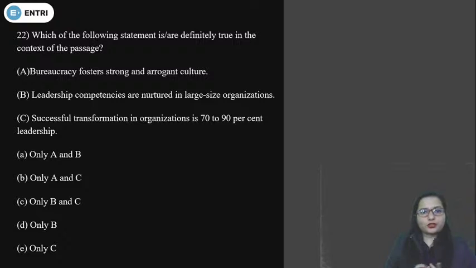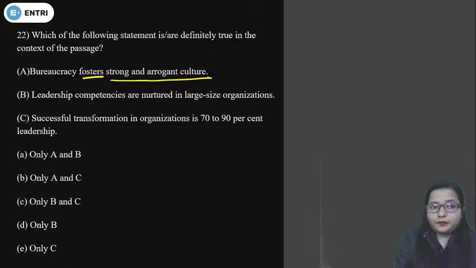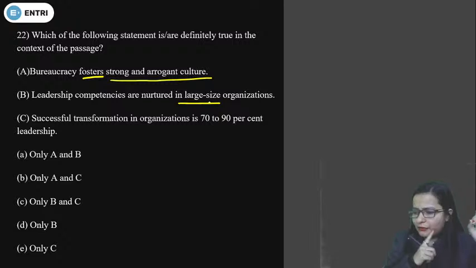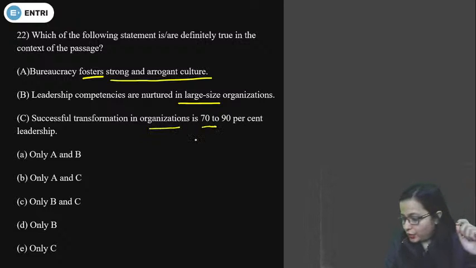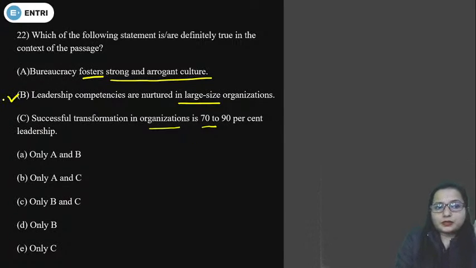Okay, last question of this passage is, which of the following statements is or are definitely true in the context of the passage? Okay, so bureaucracy fosters among strong and arrogant culture. Leadership competencies are nurtured in large size. We have read about it somewhere, right? We have read about it. Successful transformation in organization is 70 to 90% leadership. So we have read about this one. Okay, right? We have read about this one.